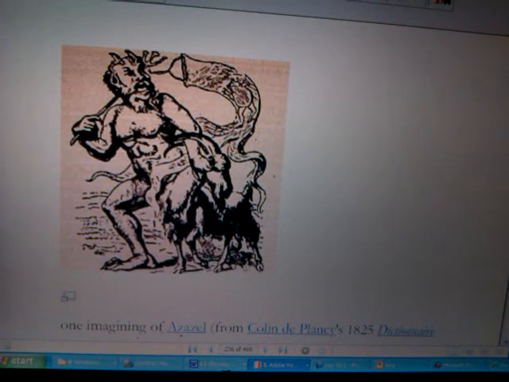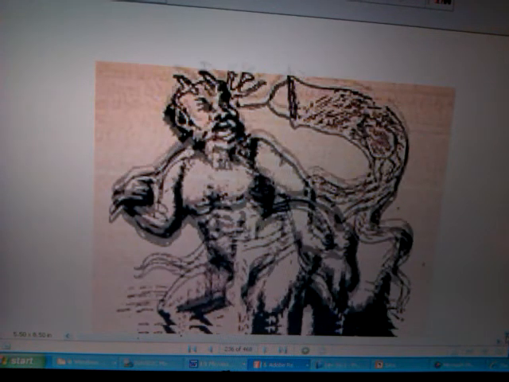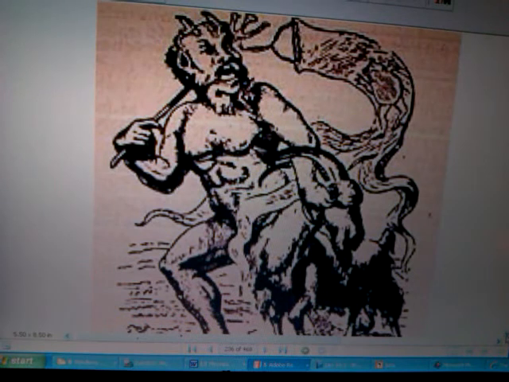Now, they said this right here is one imaging of Azazel. This is from an 1825 Dictionnaire Infernal. In other words, a dictionary of hell, basically. I think it's the French, by somebody named Colin de Plancy. Colin de Plancy right here. And now, they say that this is the Azazel. Remember, give unto God what is God's, and give unto Caesar what is Caesar's. One goat was sacrificed to Yahweh, and the other one was let go into the wilderness. And here we are in the wilderness of North America.